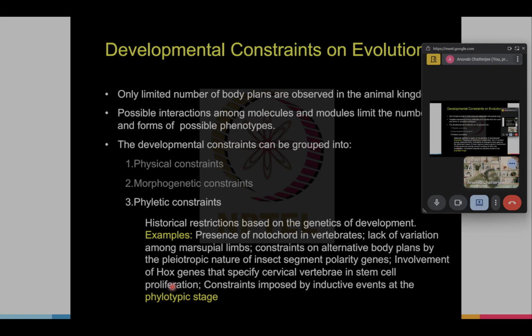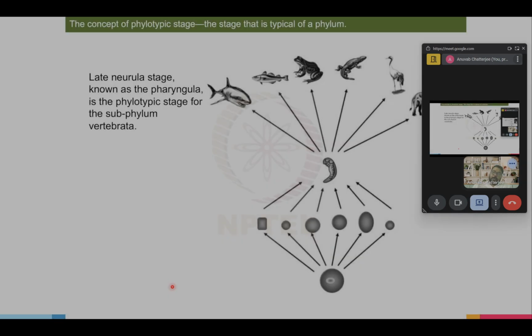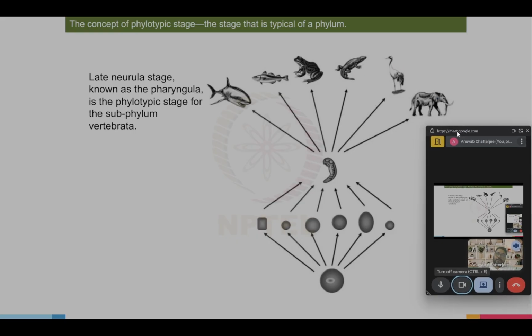So what is this? As we know, organisms of a particular phylum all have a very common phyletic stage. In the vertebrates, this particular stage is the late neural stage known as the pharyngula, and this stage looks very similar across the entire phylum. So essentially, as we have seen before, the early embryos of different species look very similar, and species-specific changes occur later during development.